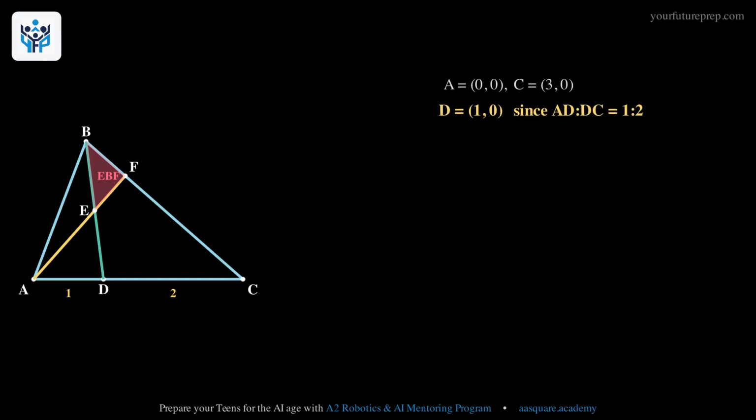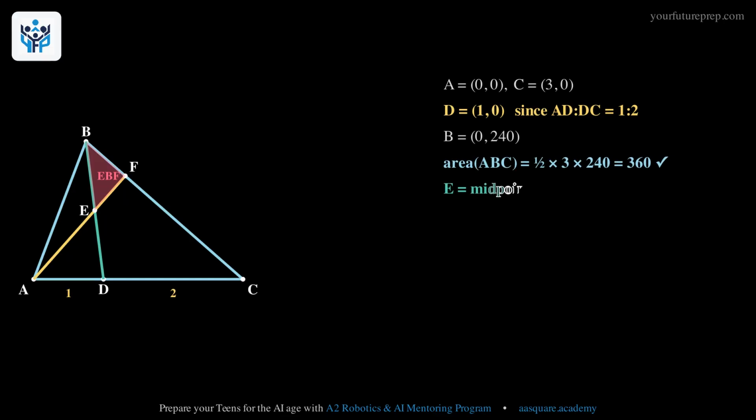A clean way to finish is with coordinates. Place A at the origin, and C at (3, 0). Because AD to DC is 1 to 2, D sits at (1, 0). Now choose B at (0, 240).